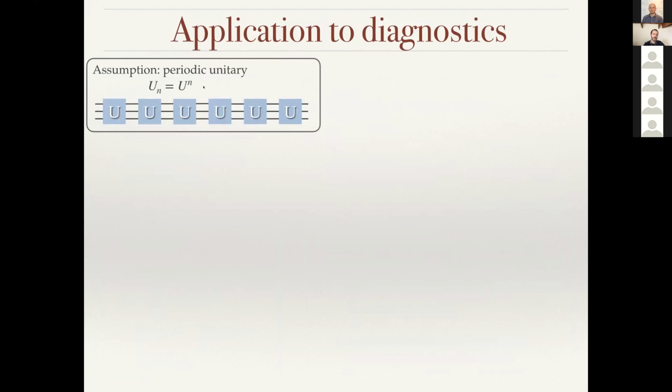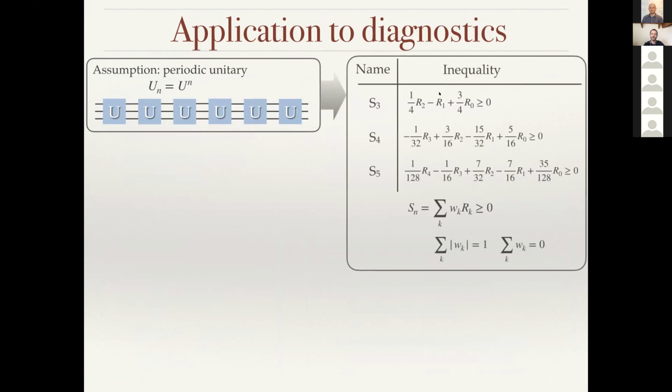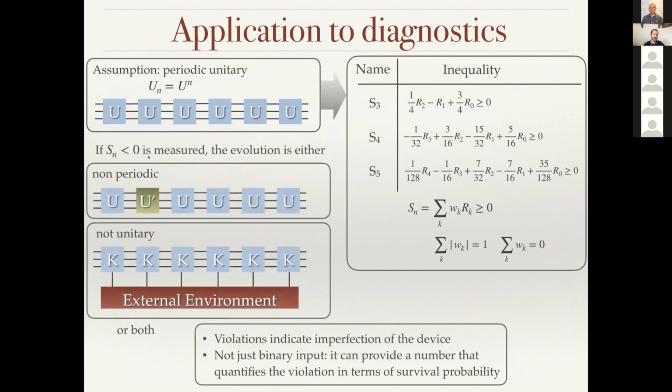The only thing we assume in order to derive these inequalities is that we have periodic unitary evolution. Now, here I listed the first few inequalities, and there are many others, but this specific family has some nice features. And if experimentally we measure that some of these coefficients are negative, then it implies that either the evolution is unitary but not periodic, so we have a certain defect because maybe our control is not ideal and we can't implement the same circuit time after time.